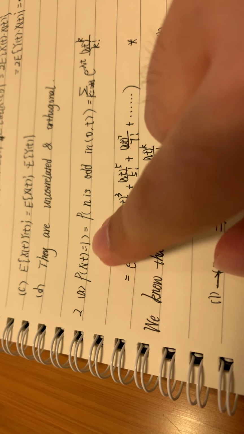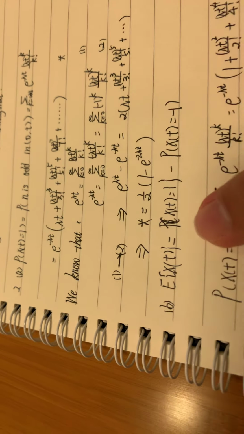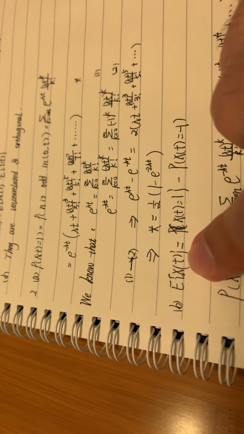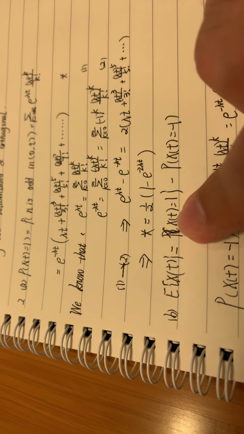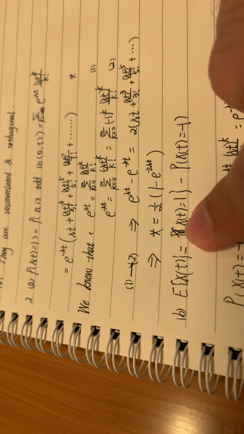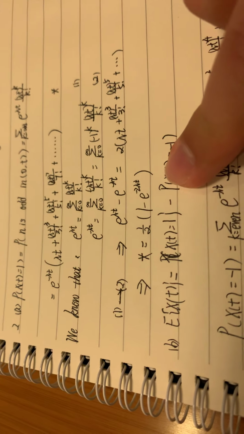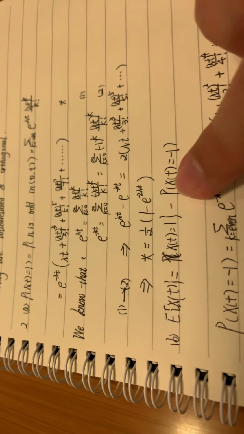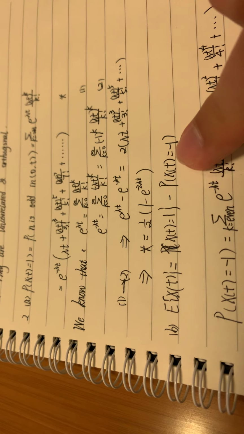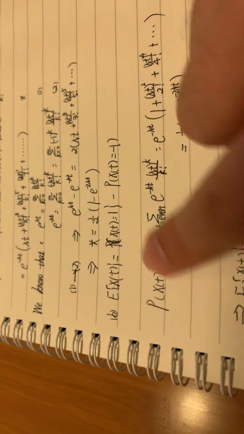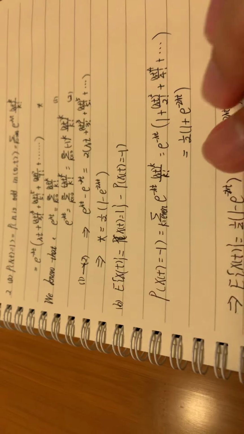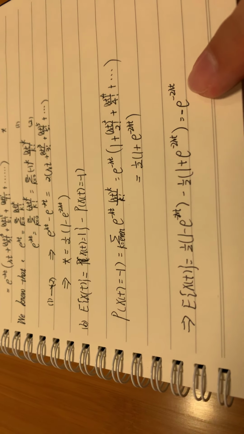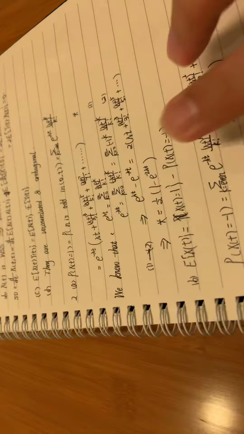So that is the probability that X(t) equals 1. Now the expectation of X(t) is 1 multiplied by the probability that X(t) equals 1, plus minus 1 multiplied by the probability that X(t) equals minus 1. That's quite similar to sub-question A, and the final solution is that the expectation of X(t) equals e to the power of minus 2 lambda t.